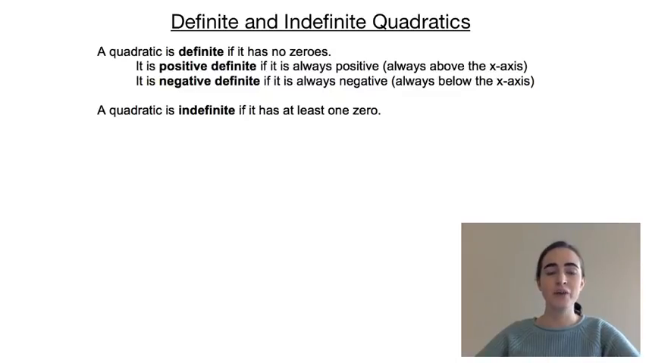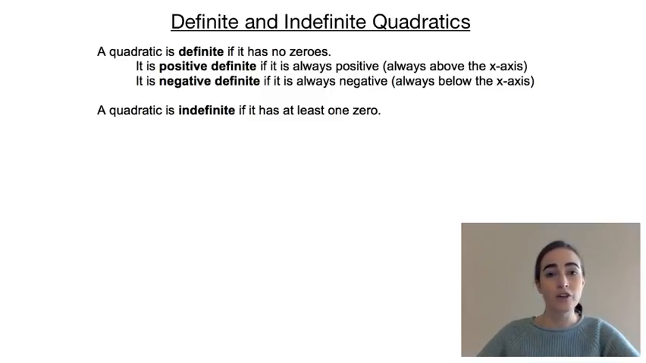In this video, I want to have a look at definite and indefinite quadratics. So a quadratic is definite if it has no zeros, so it doesn't cross or touch the x-axis. It's positive definite if it's always positive, so if that entire parabola is above the x-axis. And it's negative definite if it's always negative, so that means the whole parabola is below the x-axis.